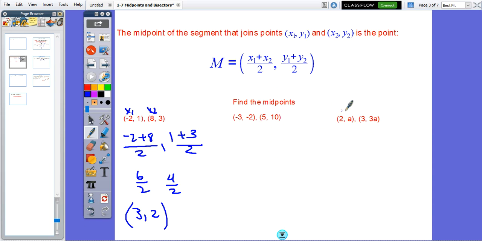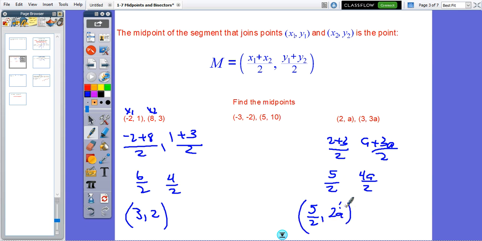Let's check out this right here where we have a's. So what happens if we have 2 and 3? We got 2 plus 3 over 2 and a plus 3a over 2. Right here we end up getting 5 over 2, while over here we end up getting 4a over 2. 5 over 2 doesn't reduce, so you can leave it as 5 over 2, where this one will reduce to 2a. If you want to do decimal numbers, you can also turn this into 2.5 comma 2a. That's also an appropriate answer.